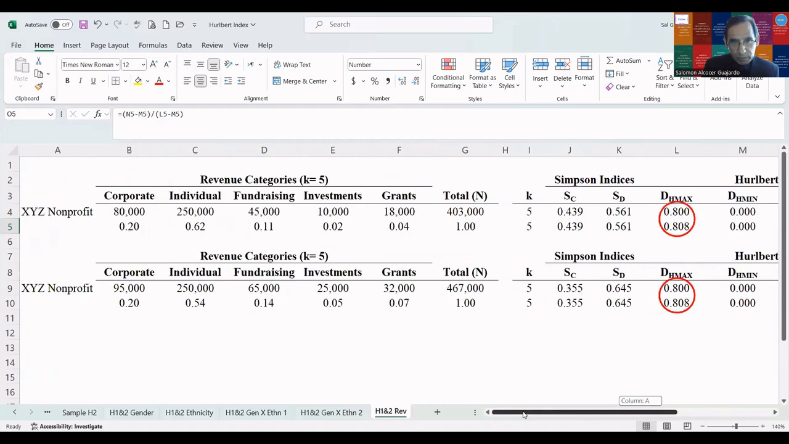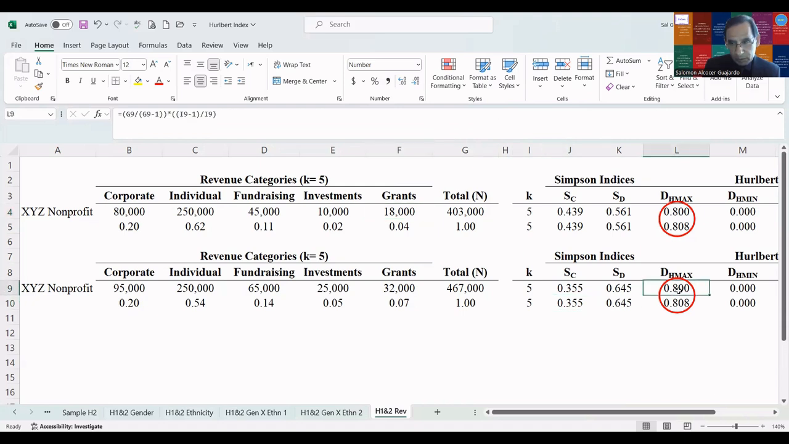And to be consistent with the previous episodes, I did a what-if scenario. So what if corporate revenue increased from 80,000 to 95,000? I kept individual contributions constant at $250,000. I increased fundraising revenue to $65,000 from $45,000. Investments I increased to $25,000 from $10,000. Grant revenue I increased to $30,000 from $18,000. So I have the percentages.